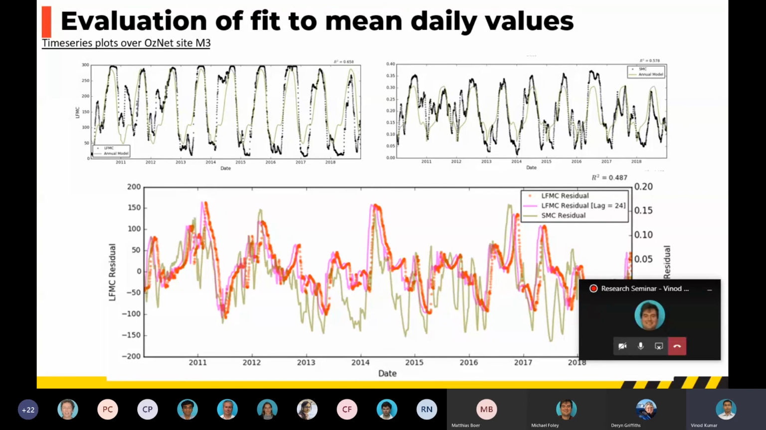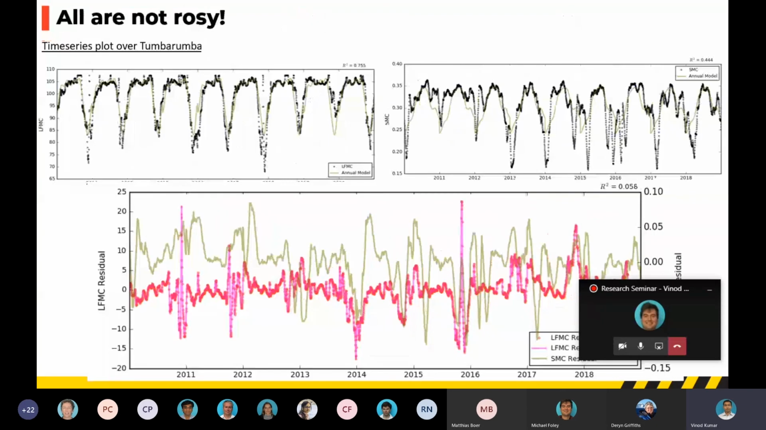But we have also seen that it doesn't always work. For example, over Tumbarumba in New South Wales, we don't see a strong relationship between the residuals, and we often get a poor R square. Again, I just want to highlight that there are issues in the model that we might have to address in future.